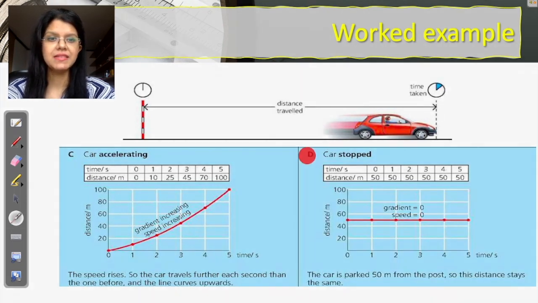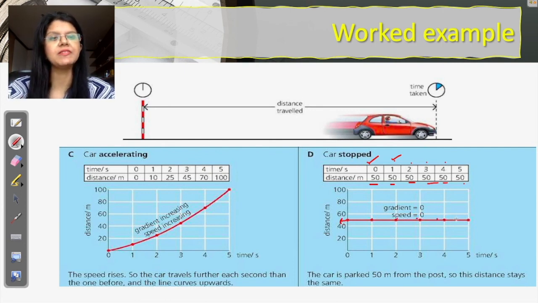The car is stopped. If you look at the table itself, the time value is moving on. The time value is 1 second, 2 seconds, 3 seconds, 4 seconds, 5 seconds, but the distance is stuck at 50. You're not moving at all. If you're 50 meters away from your home, you're just 50 meters away from your home because you're static there, you're stationary there, you're not moving. So what kind of a curve do you get? You get a flat curve, right?